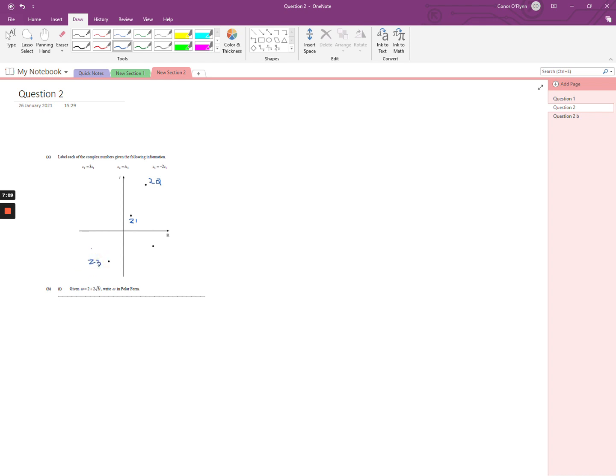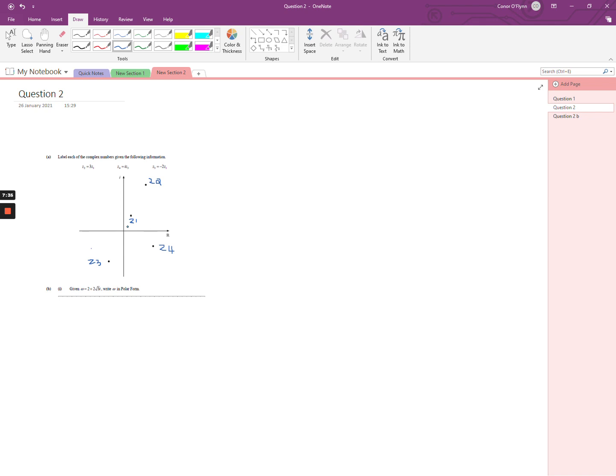Then z4 is i times z3. If I multiply by i, I'd be going 90 degrees anti-clockwise, so I'd be going back this way. So it would make sense that this would be z4, given that z3 is here. I times z3, you rotate 90 degrees anti-clockwise. So go with that.